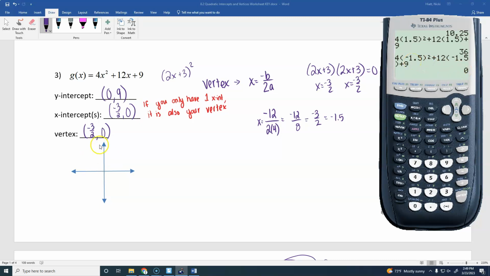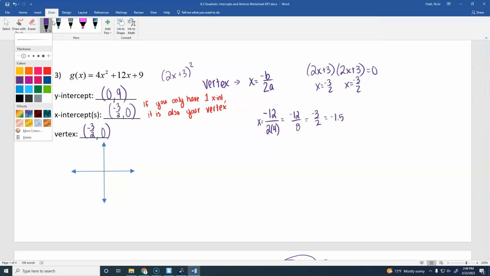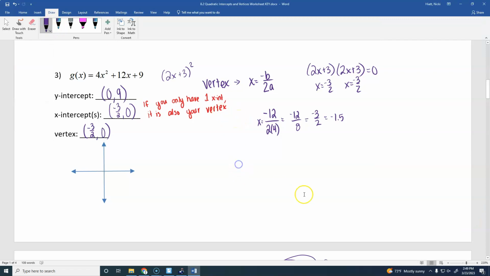Okay, it was -3/2. What I wrote right here is true. Ignore my mistake. If you're going to graph this, first of all, is this going to be a smiley or sad? It's going to be a smiley. It is going to have a vertex at -3/2, 0, an x-intercept, and a y-intercept at 0, 9, which is a positive value here.